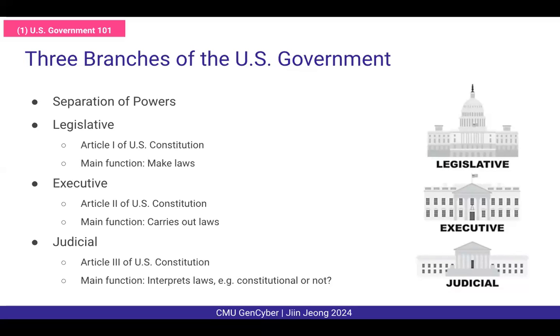There is the legislative branch, which is mentioned in Article 1 of the US Constitution, and the main function is to, well, make laws. And then there is the executive branch, which is defined in Article 2 of the US Constitution, and its main function is to actually execute or carry out these laws. And finally, there is the judicial branch, which is defined in Article 3 of the US Constitution, and its main function is to interpret laws. For example, is this law constitutional or not?